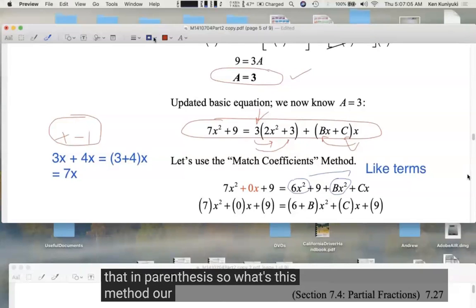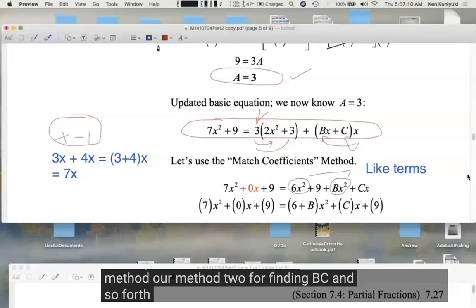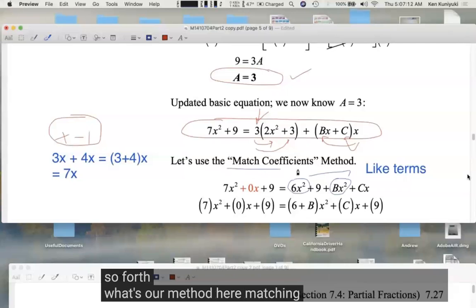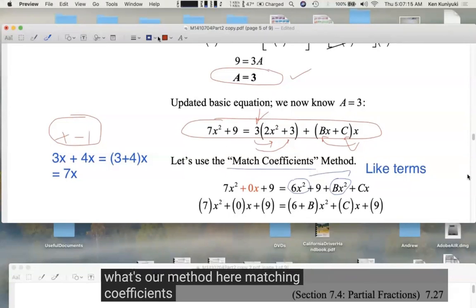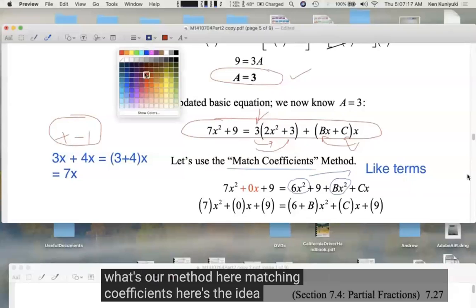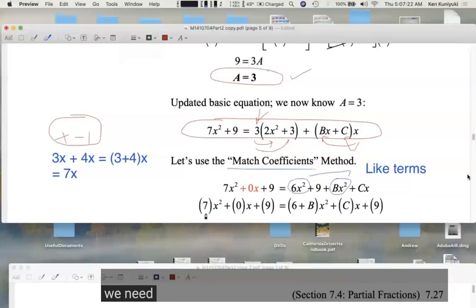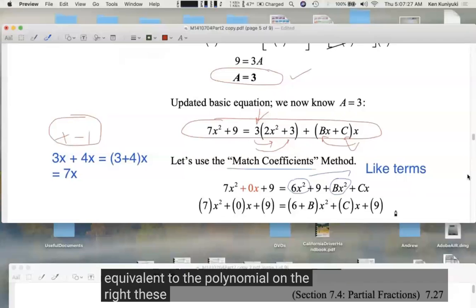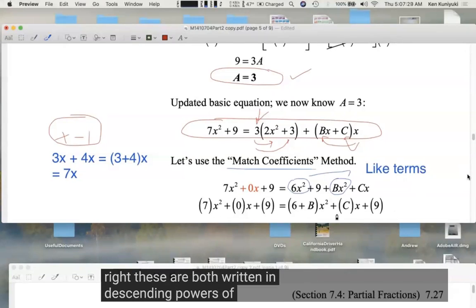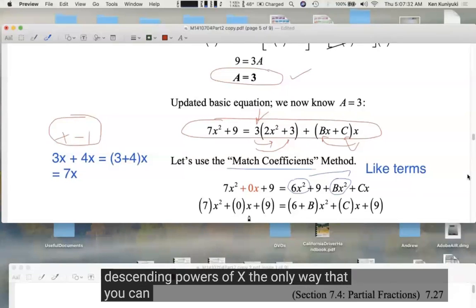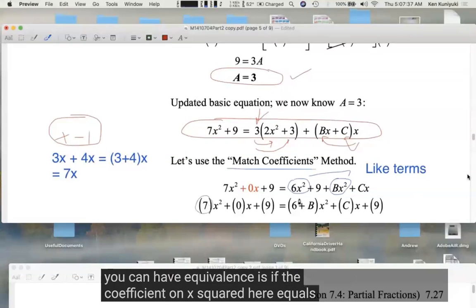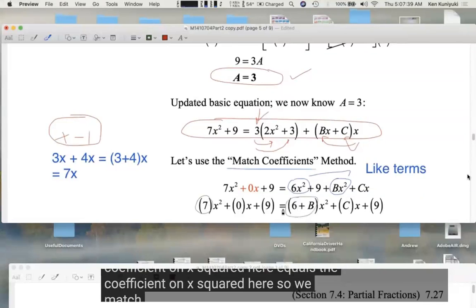So what's this method? Our method 2 for finding b, c, and so forth. What's our method here? Matching coefficients. Here's the idea. We need the polynomial on the left to be equivalent to the polynomial on the right. These are both written in descending powers of x. The only way that you can have equivalence is if the coefficient on x squared here equals the coefficient on x squared here. So we match those coefficients.